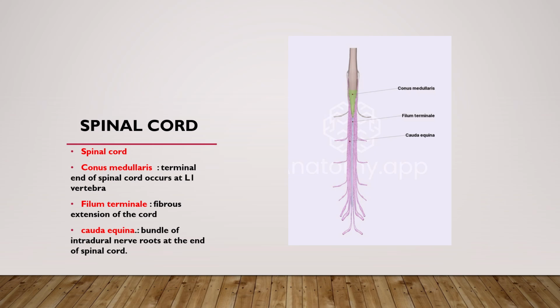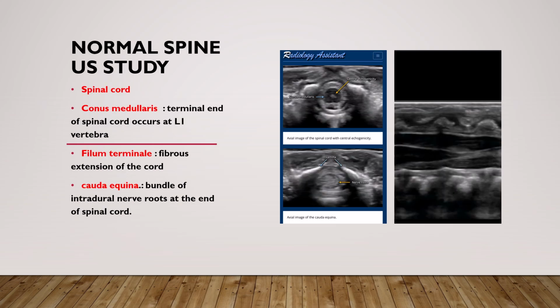Now, this is a normal spinal cord. These 4 elements, we must know them. The spinal cord, this is the part upward, and this green one is the conus medullaris. Then the filum terminale, this is a fibrous extension of the spine. And then the cauda equina, these are bundles of the lumbosacral nerve roots. We must know these 4 elements and comment on them in the report.